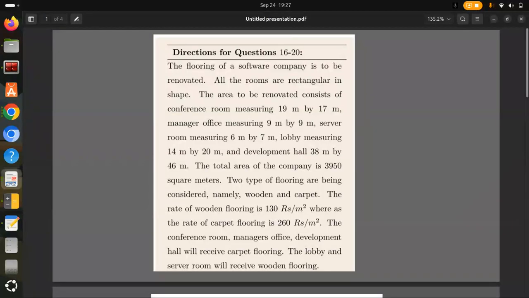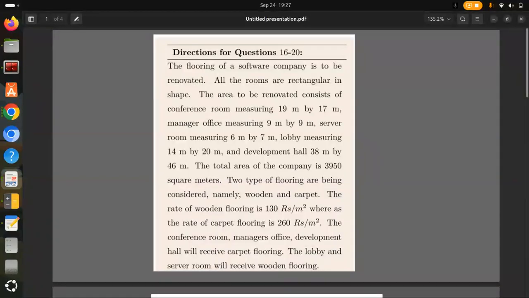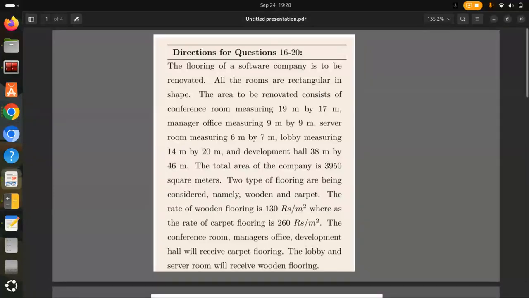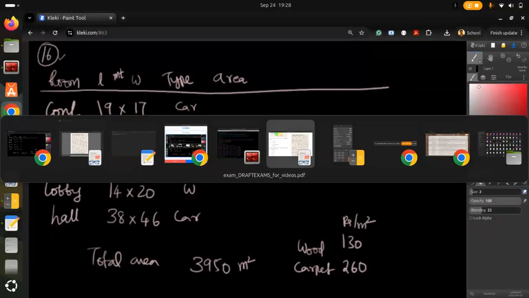The conference room, manager's office, and development hall will receive carpet flooring. Okay. Conference, manager, and hall will receive carpet flooring. Whereas the lobby and server room will receive wooden flooring. This is the type of flooring. What else? Okay, I think that's it. So all the data that is given in the paragraph I mentioned here. So even before I look at question number 16, let us quickly calculate the area. Okay, so what is the area? So 19 into 17. Okay, so quickly we'll do the calculation.